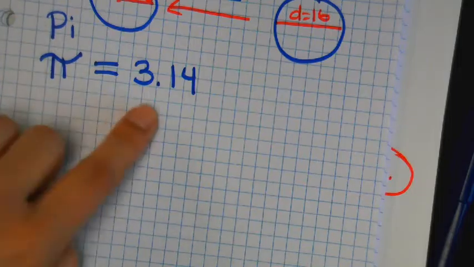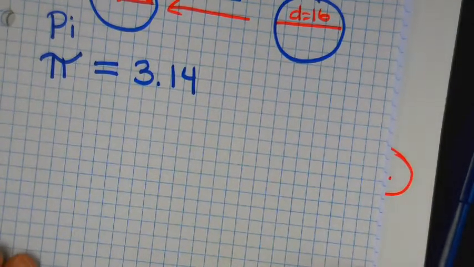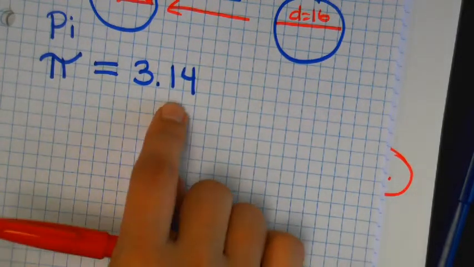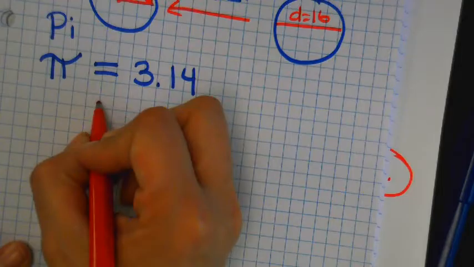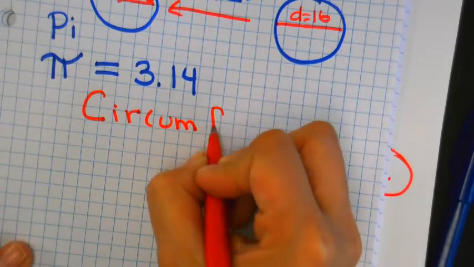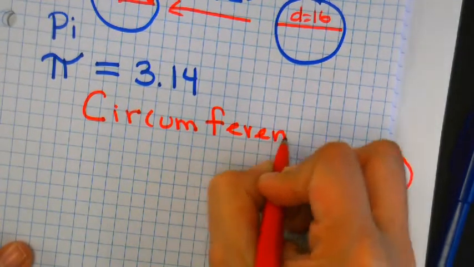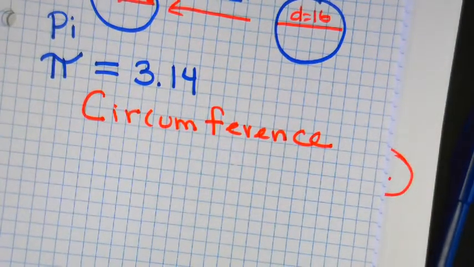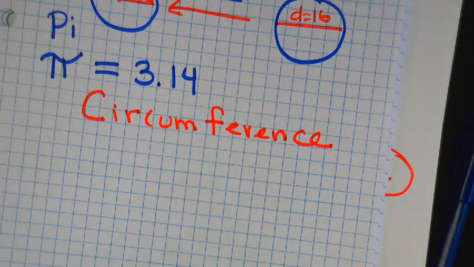So, pi is 3.14. We are going to need this information in order to find the circumference of a circle. This is level 1 now. I'm going to teach you how to find the circumference of a circle.